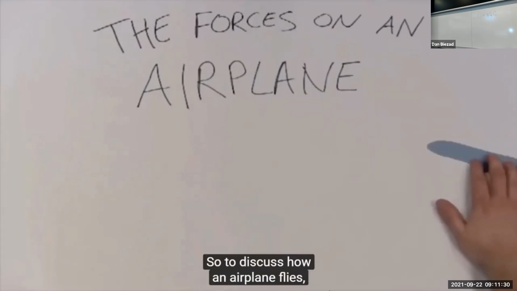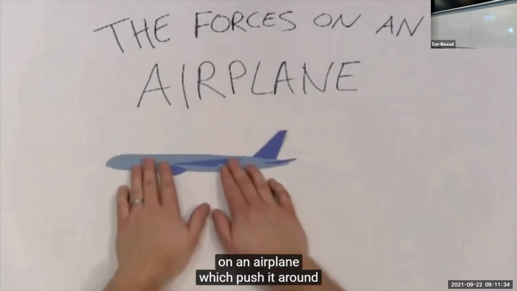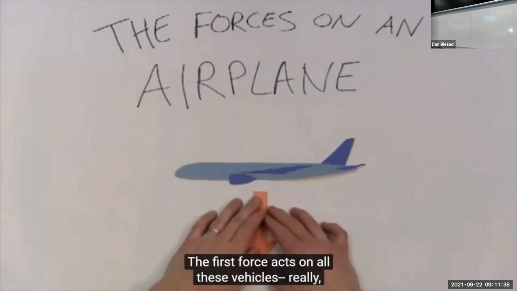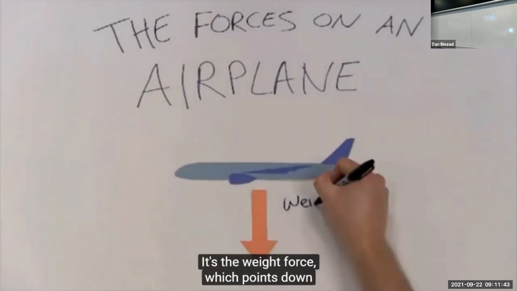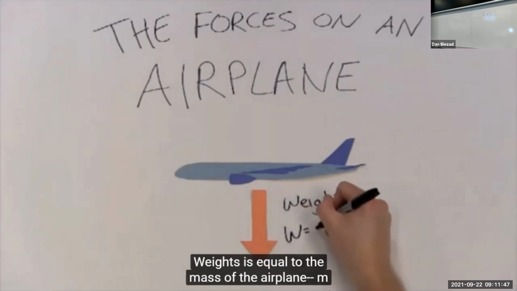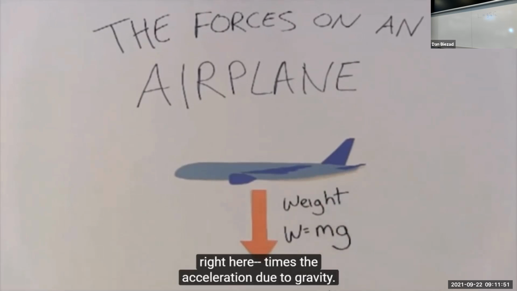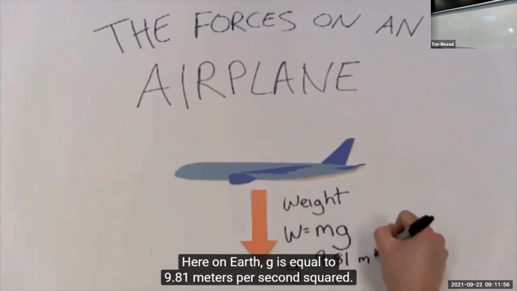So to discuss how an airplane flies, we first have to talk about the forces on an airplane, which push it around in all sorts of different directions. The first force acts on all of these vehicles. Really, it acts on everything. It's the weight force, which points down towards the center of Earth. Weight is equal to the mass of the airplane, m right here, times the acceleration due to gravity. Here on Earth, g is equal to 9.81 meters per second squared.